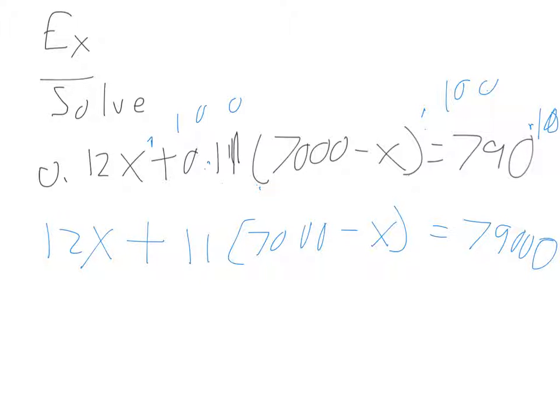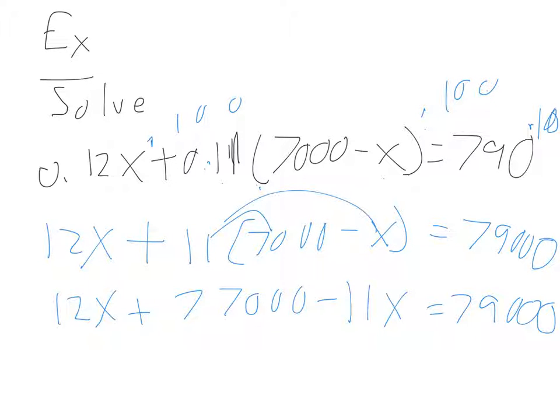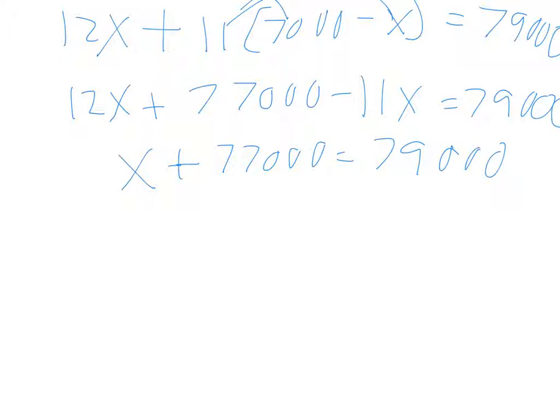Now let's distribute, and you would have 12x plus 77,000 minus 11x equals 79,000. So if you combine the like terms, you have 12x minus 11x, which would give you x plus 77,000 equals 79,000. And this tells you that x is 2,000.